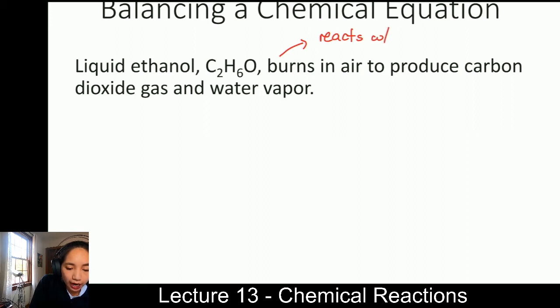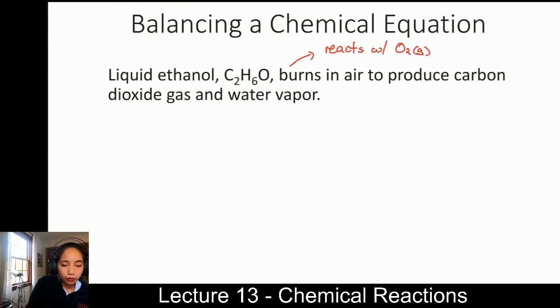with oxygen gas that's in the air, and that's a gas, so O2 gas. So just like what we did with aluminum oxidizes in air, this liquid ethanol burns in air. So essentially it means that ethanol reacts with oxygen in the air for a combustion reaction. All right, so now that you know what burns means, we can go through the chemical equation.